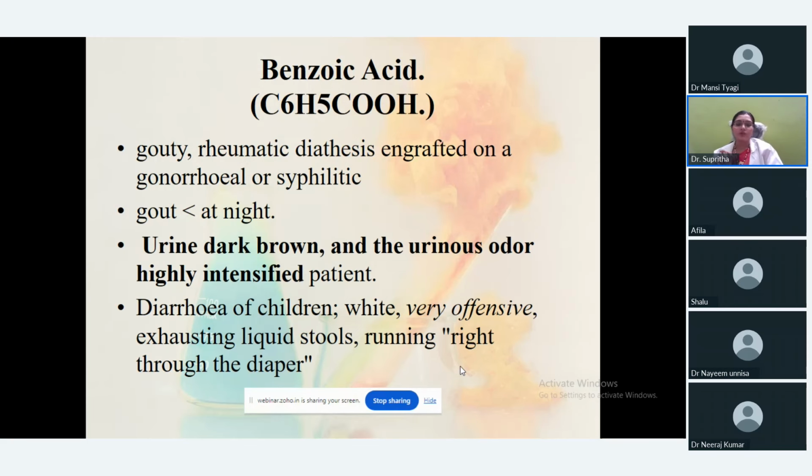Gout aggravated at night, especially in the night there is aggravation of the pain. Pain in the big toe, especially the big metatarsal joint. Urine is very much offensive, highly urinous odor, and darkish brown in color. Diarrhea of children, white, very offensive, exhausting liquid stools running right through the diaper. In children the stools are very, very liquidy and very much offensive.